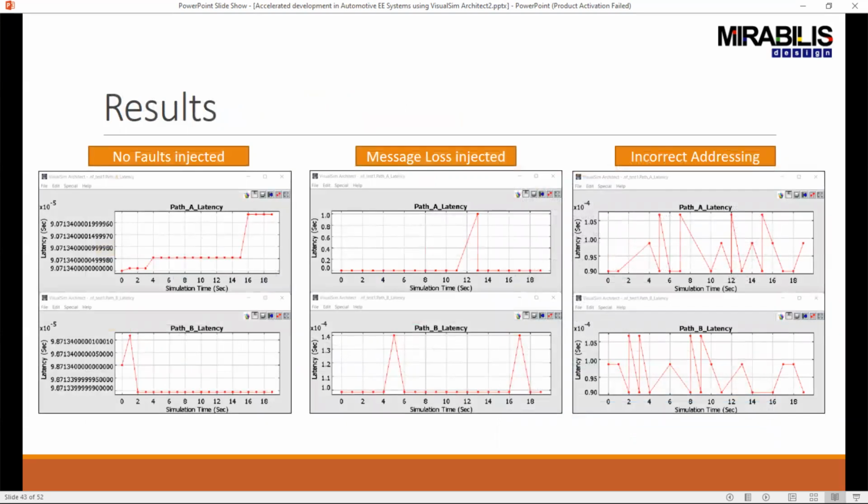And these are some of the results that can be captured without injecting and with injecting some of the network failures. So we could see without failure, the latencies are pretty consistent, but with message loss injected, we could see a significant spike in the latency. And here with incorrect addressing, we could see that even though the latency is not that high compared to the message loss case, there are significant spikes happening over time. So evaluating all of these cases and preparing for such situations will make our automotive E system much more fault tolerant and fail safe.